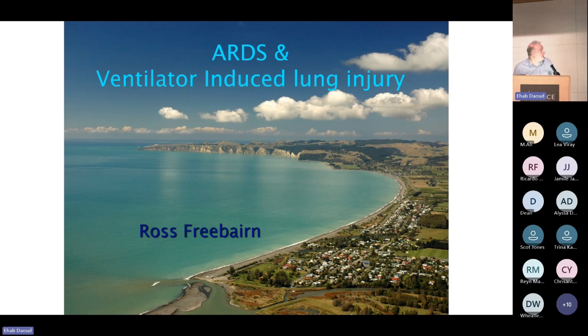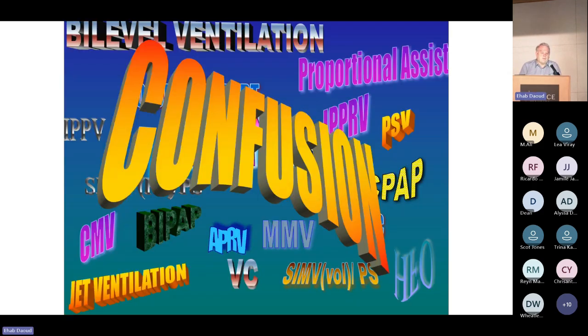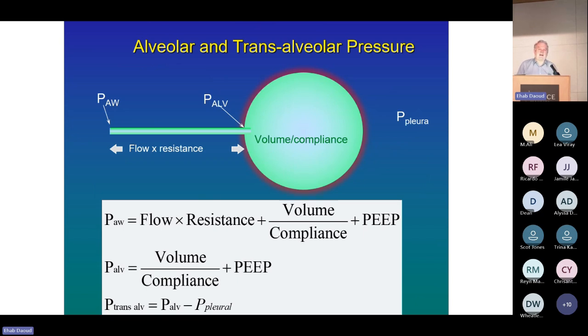And just to start, just to clarify some things, we use a lot of modes of ventilation, and these are often interchanged with each other, and it gets really quite confusing. I want to simplify that by saying that, in fact, at the end, the problem's in the alveoli. We use this equation of motion: pressure is equal to three parts, flow times resistance, plus volume over compliance, plus PEEP.